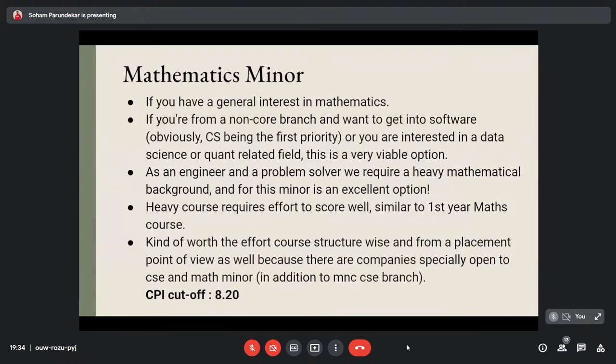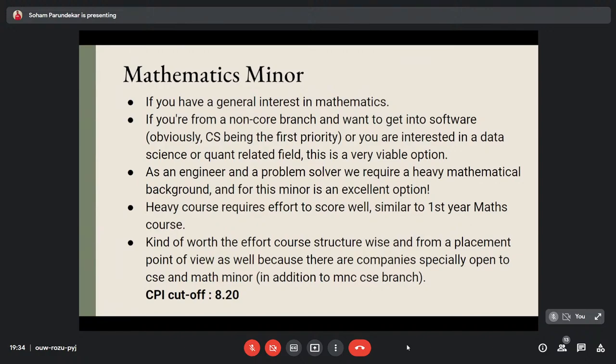So you can choose a maths minor if you have a general interest in mathematics and love to study the subject, then maths minor could be a good choice. Or if you come from a non-core, non-circuital branch, then you can choose this minor and this could be a good plus point in your CV, as maths minor offers some very interesting courses like statistics, which could, for example, make your life easier if you are preparing for quant positions or data science positions. Apart from this, as a problem solver or as an engineer, we need to have a good mathematical background to build strong and sound logic. So this course can come in handy for that as well.